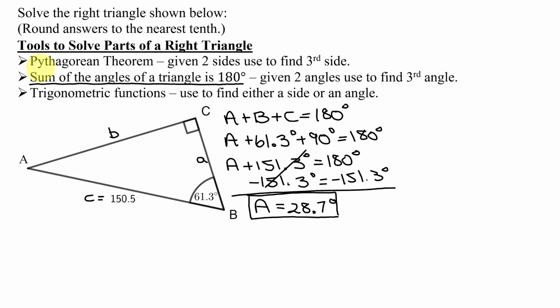Now notice I cannot use the Pythagorean theorem because I need to know two sides. I only know one. So I'm going to have to set up trigonometric functions. And to do that, I'm going to use the mnemonic SOHCAHTOA. But before that, let's analyze the diagram a little bit more. I know angle C is my right angle. I'm given angle B. I'm given side C. It doesn't matter whether I find side B or side A next. I'm going to go for finding side B next.